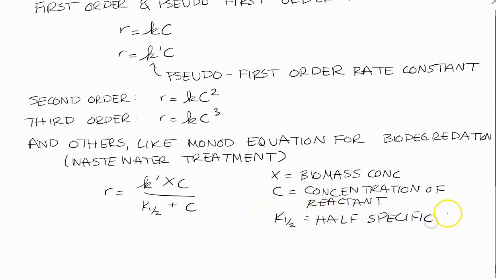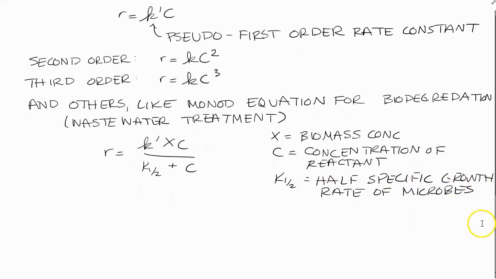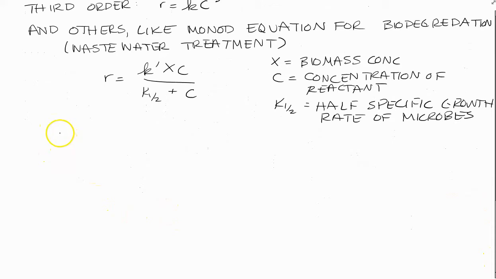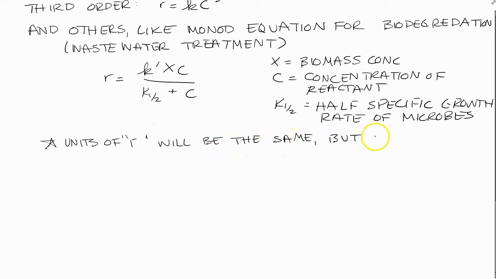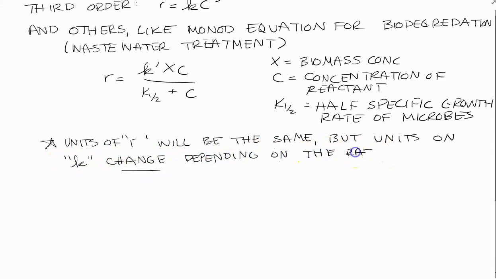So remember, when you see these complicated reaction rates, always be really careful with your units, but also realize that you're going to treat them very similarly to the simpler looking reaction rates. Units of R are going to be basically the same for all different types of situations, but units on K are going to change depending on the order of the reaction. So again, always be really careful with your units when you're setting up these types of equations.